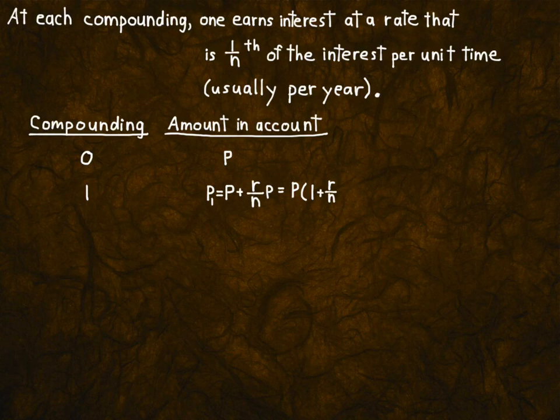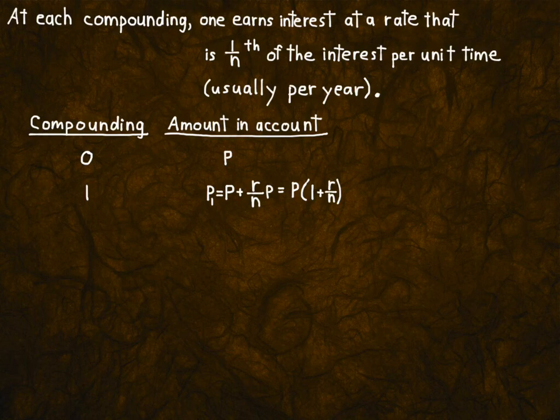And then if you factor out the P on the right side of that, you get P times the quantity 1 plus R over N. That's where the 1 plus R over N in our formula comes from. The 1 means that you get your principal back. The R over N is the interest that you're earning.